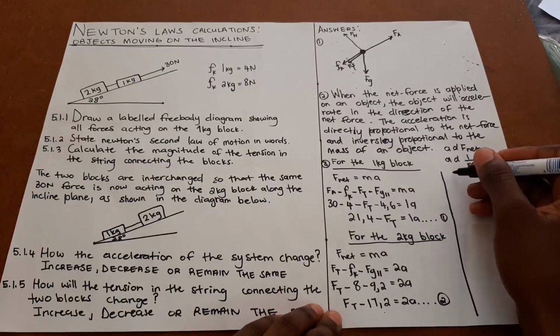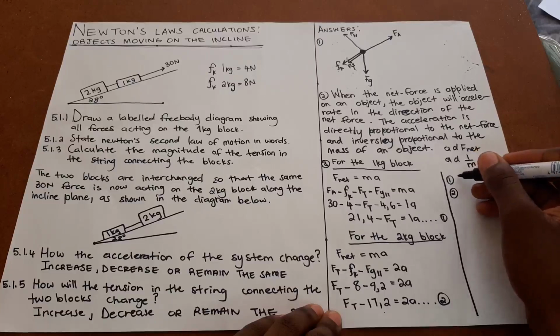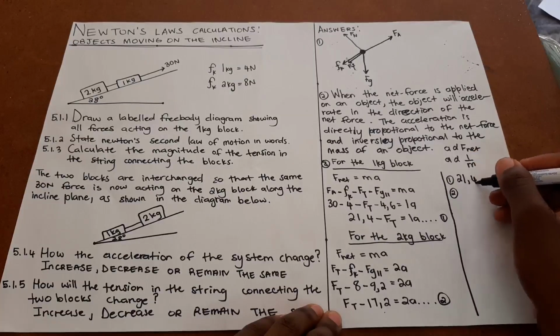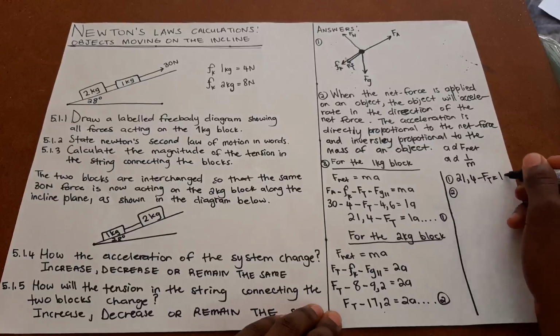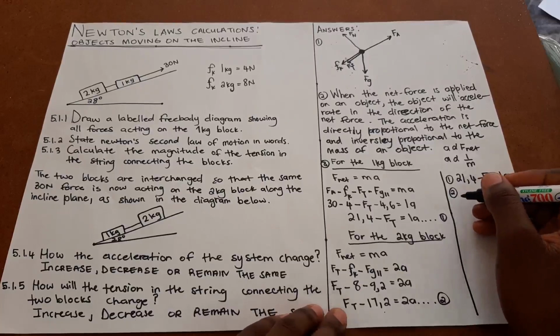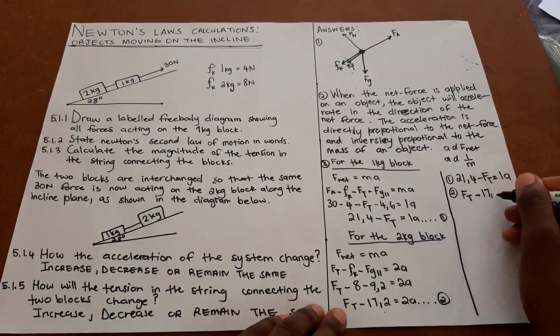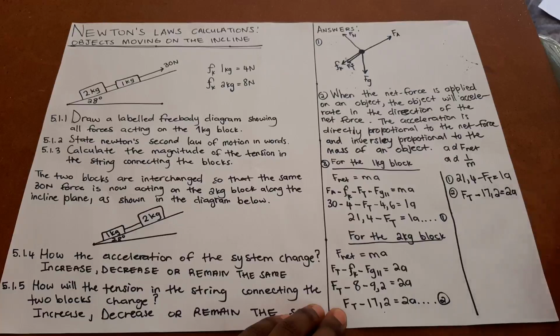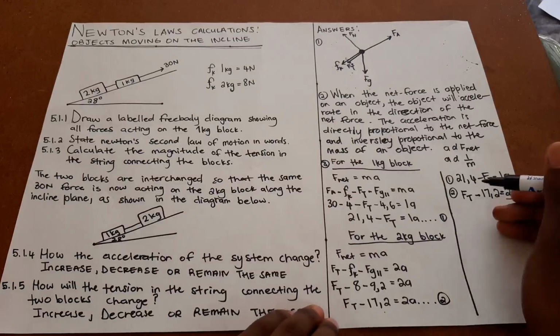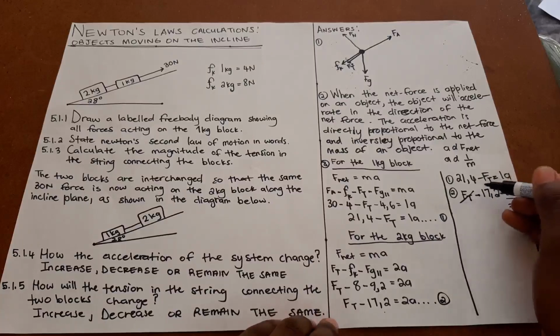What's our very first equation? This is our very first equation, and this is going to be our second equation. 21,4 minus the tension force is equal to 1A, and equation 2 is Ft minus 17,2 is equal to 2A. Now let's solve the problem. Here we're going to have 3A, 1A plus 2A, and we are going to cancel the tension force, because this one is positive, this one negative, they cancel each other.